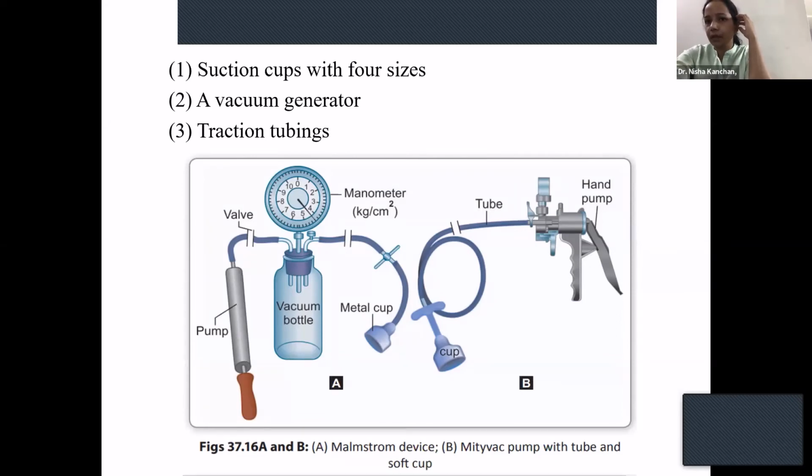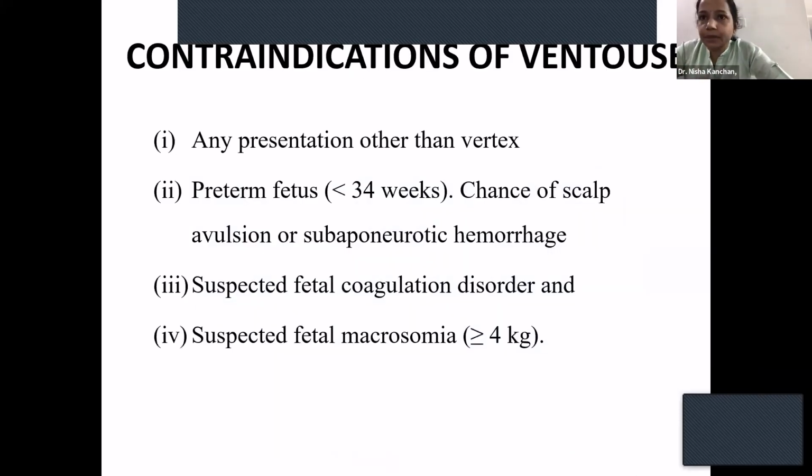So there is a picture, you're connecting it to an electrical vacuum device, where suction is created through electricity. And this is a hand pump where you're creating the suction. So this B is called a Mitivac cup, the shape of the cup. A is Malmstrom, it is a metal cup. So my A picture is a hard cup and B picture is a soft cup. So that is the picture.